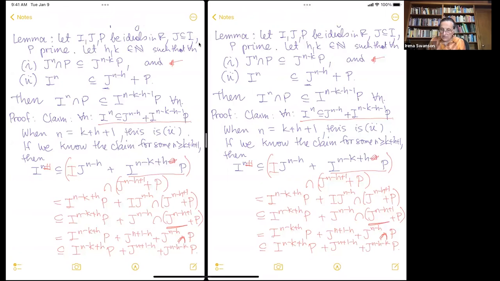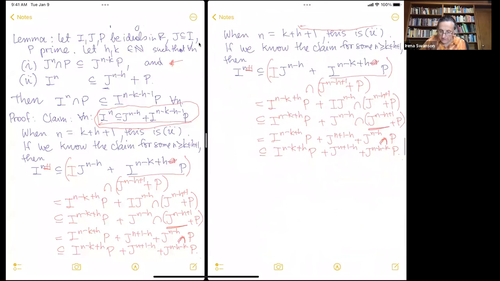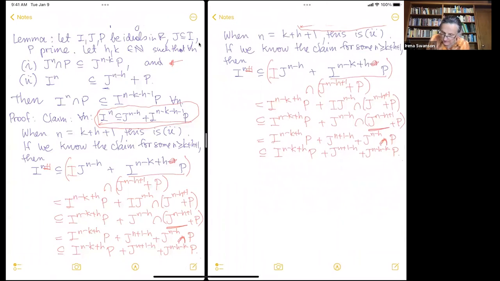Okay. So does that prove the claim? I'm going back here. I^{n+1} should be contained in J^{n+1-h} plus I^{n+1-k-h}p. And I need just one more line here. J is a subideal of I. So this is a subideal of I^{n-k+h}p. Okay. So that proves the claim.